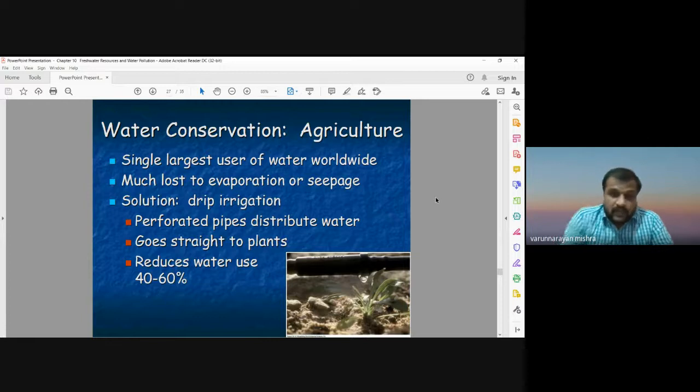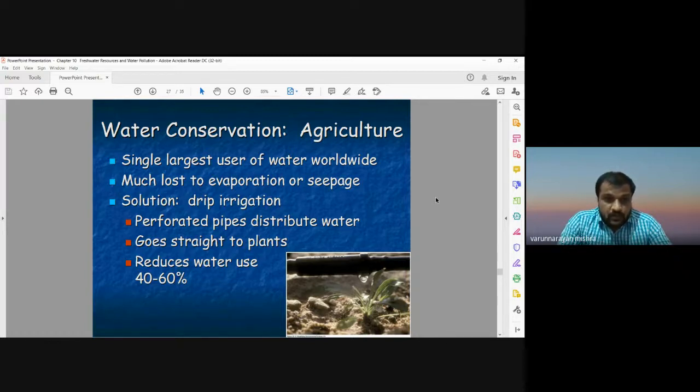Water conservation for agriculture. Agriculture is the single largest user of water worldwide. Agricultural practices need a large amount of water, but most of the water is lost because of the evaporation process. The solution for this problem is drip irrigation. We should work on the drip irrigation system that may reduce the loss of surface water because of evaporation and seepage.